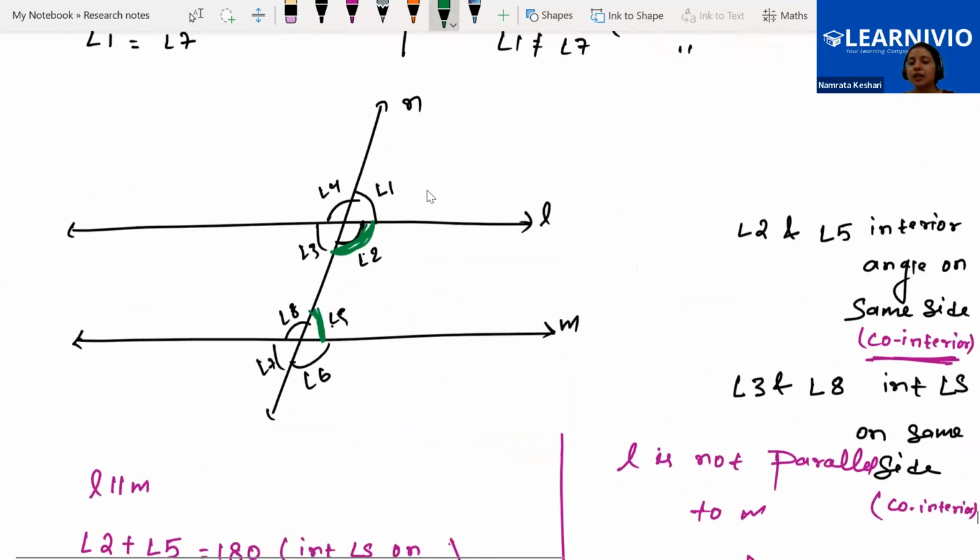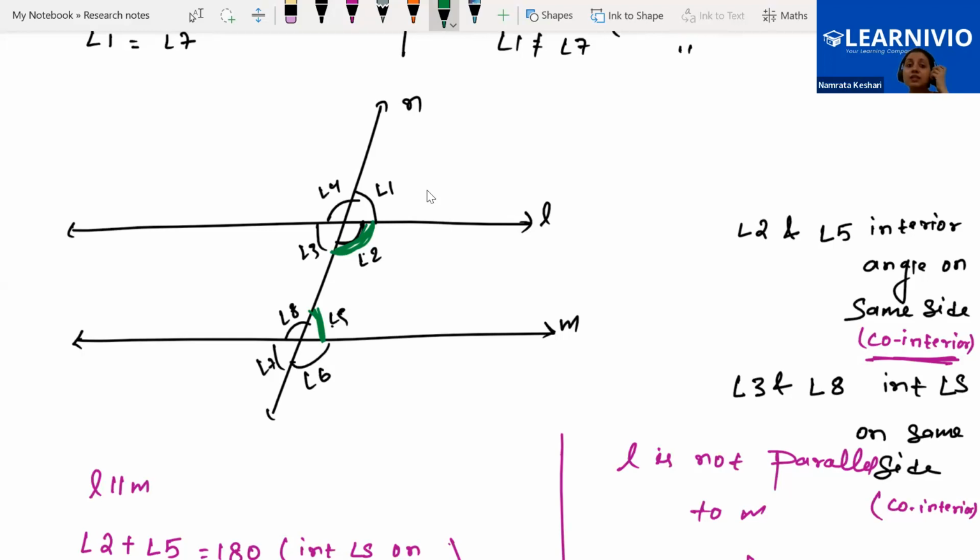Check it. Focus on line N only. These two are completely in different directions, so we can say it's not a linear pair. However, 1 plus 2 is a linear pair, because I am saying that N is a straight line. 1 and 2 is a linear pair. 5 and 6 is a linear pair. So many other linear pairs are here.